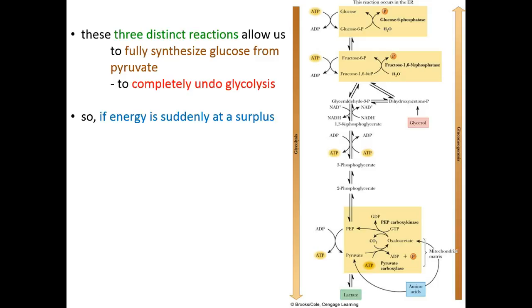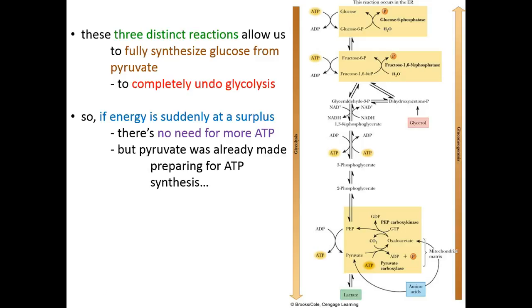We can store that glucose as glycogen, as we talked about in the previous chunk, and live on it another day. So if energy in the cell all of a sudden becomes a surplus, and we don't need the pyruvate we just made, we don't need more ATP from that pyruvate, this gives us a mechanism to go backwards and take that pyruvate, convert it back into glucose, and store that glucose for later.